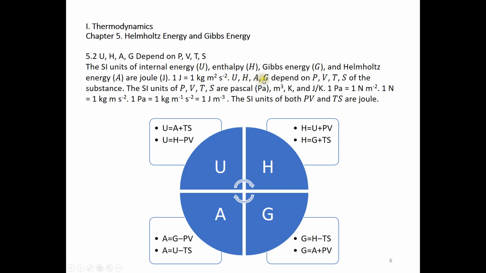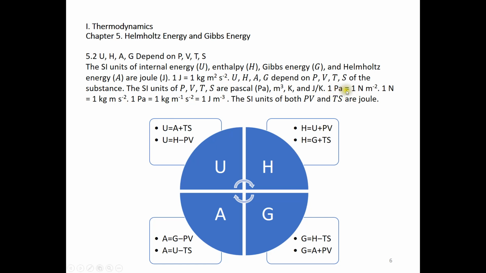U, H, A, and G depend on PV and TS, and you can see all those equations over there. The SI units of PV and TS are: Pascal for pressure, cubic meter for volume, Kelvin for temperature, and finally joule per Kelvin for entropy. And also you can replace this joule with 1 kilogram meter squared over second squared. It's just a little bit too tedious.